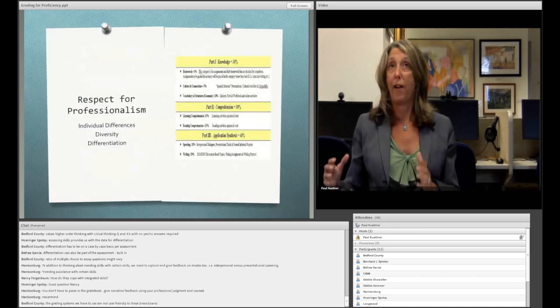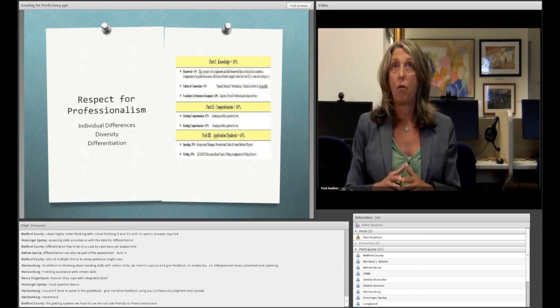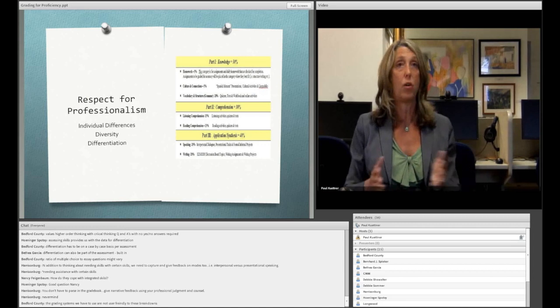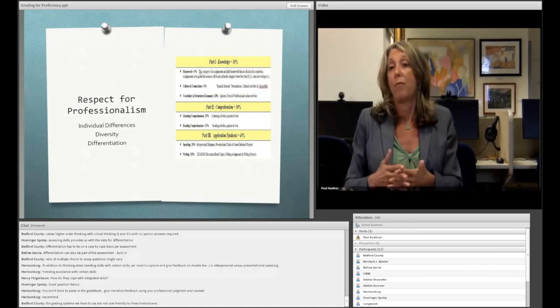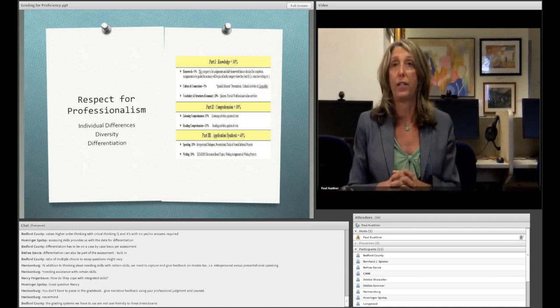So I think it's very important to respect the professionalism of every teacher. We have differences in how we instruct, and we have differences in how we grade, and our classes are very different. Even if we move between one school and another school, our students may be very, very different demographically.